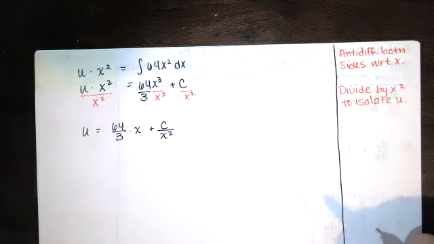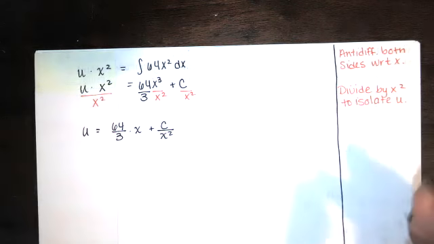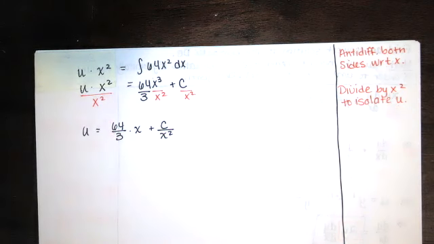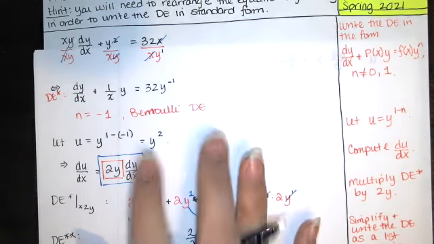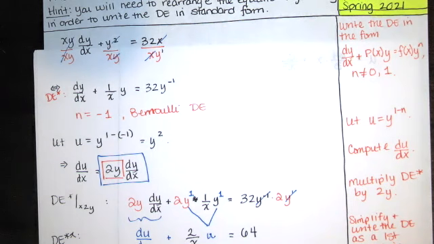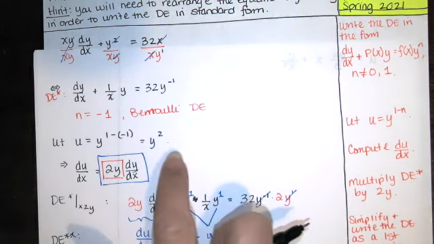Okay, now u is just something that we made up so that we could solve this problem. u was equal to y squared. When we let u equal y squared, we were able to write the differential equation as a first order linear equation in u and then solve it. So now that we've solved it, we know what u has to be, or in other words, we know what y squared has to be.